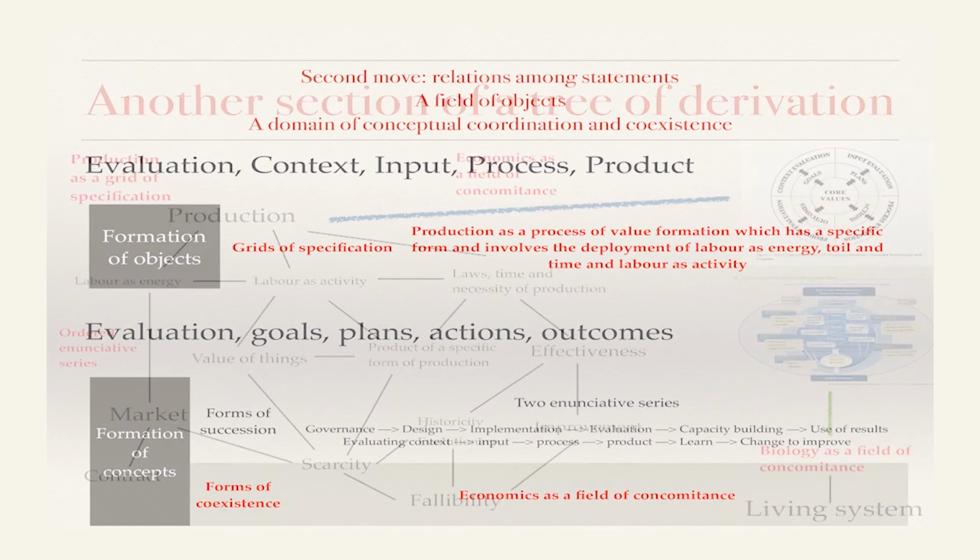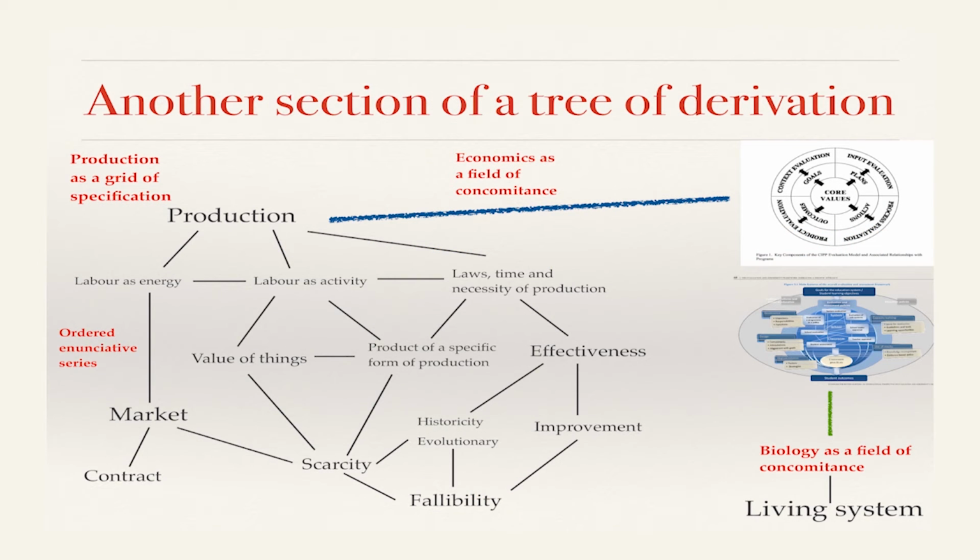And the idea that there are economic agents that invest their energy in a sort of process of production opens the possibility to think of a market where there is a contractual relation between someone who commits the production and someone who invests energy and toil. At the same time, the idea that production develops through labor as activity is what allows us to define the value of things in terms of the product of a specific form of production.